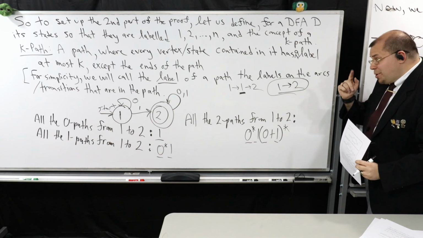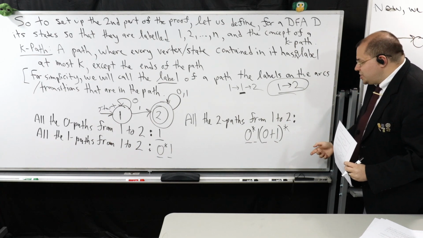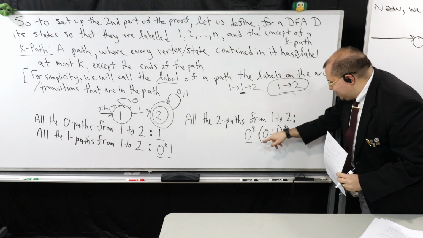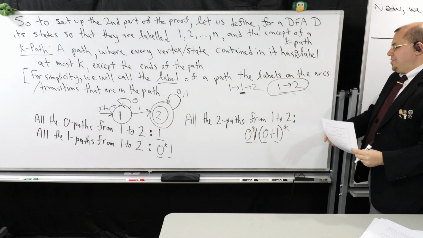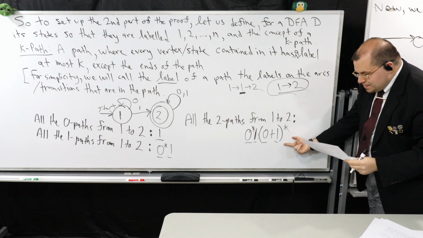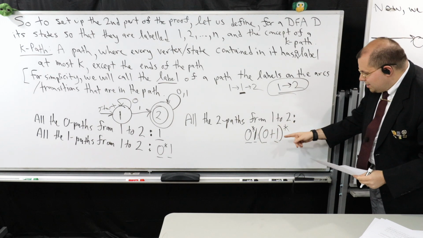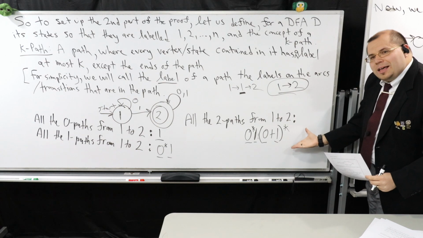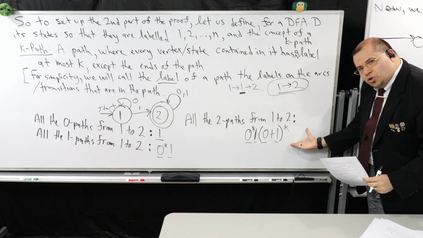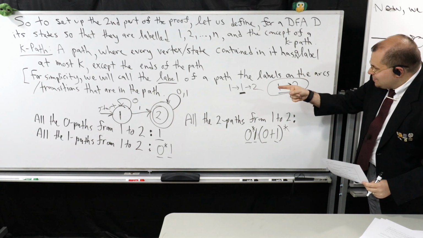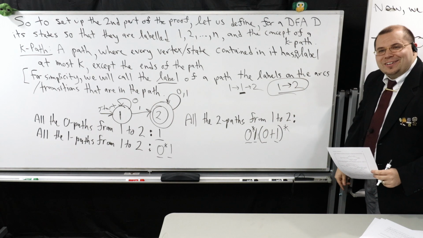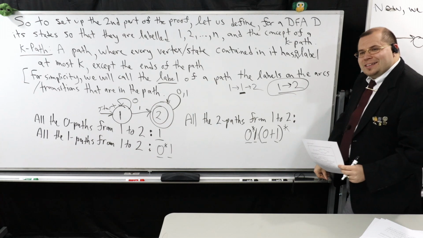Now, this is the neat part. What I just described to you, let me just write that 1 a little bit further to the left. There we go. So if you think about it, 0 star 1, 0 1 star. If you think about it, this looks a lot like all the strings that should get accepted by this DFA. Does everybody see it?